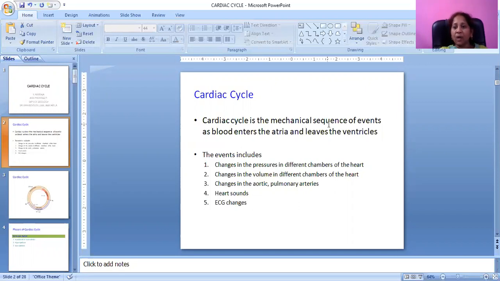In this, how does the blood enter and how does the blood go out? What is the mechanism involved? How do the pressures change in different chambers of the heart, how do the volumes of the different chambers of the heart change, and what are the changes in aortic and pulmonary arteries, heart sounds and ECG changes?